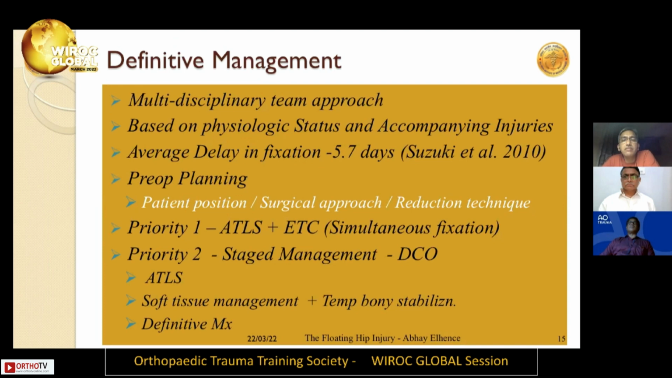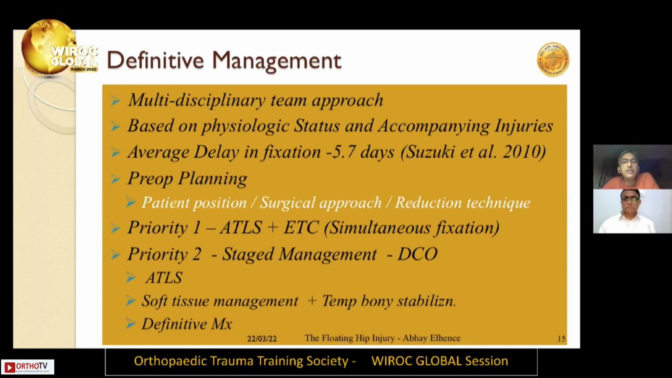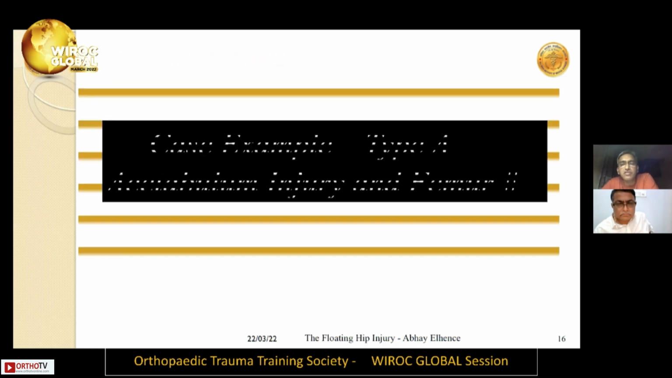So when it comes to definitive management of these injuries, one needs to have an MDI approach based on the physiologic status and accompanying injuries, as Sarabdeep very nicely elucidated. The average delay in fixation for these patients is about 5.7 days. And it's important to plan the position, the approach, and the reduction techniques when you do get to the definitive fixation. But the priorities are two. One is that you do an ATLS with early total care, where you do simultaneous stabilization and fixation of these fractures. And the second is that one does staged management along with ATLS, with soft tissue management, temporary stabilization, and definitive management.